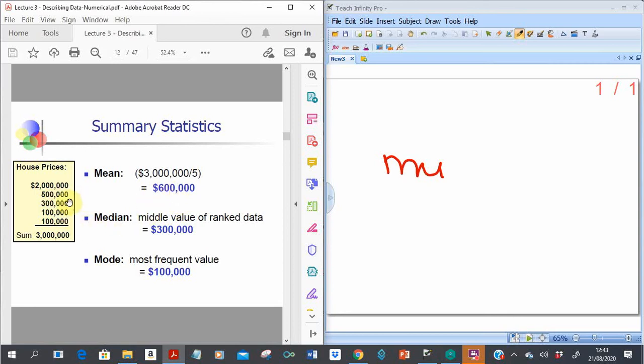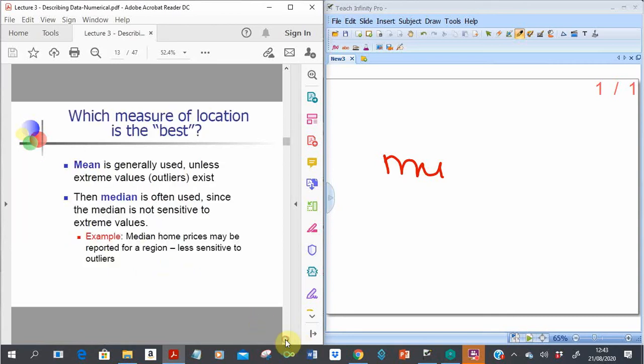What is the median? The one that is in the middle. Remember, for the median, the data has to be sorted. It has to be ranked from the smallest to the largest. That's when you pick the one in the middle. So the sorting is very, very important. When you sort from the smallest to the highest, from the cheapest to the most expensive, you find that $300,000 is the one in the middle, and the most frequent is $100,000.